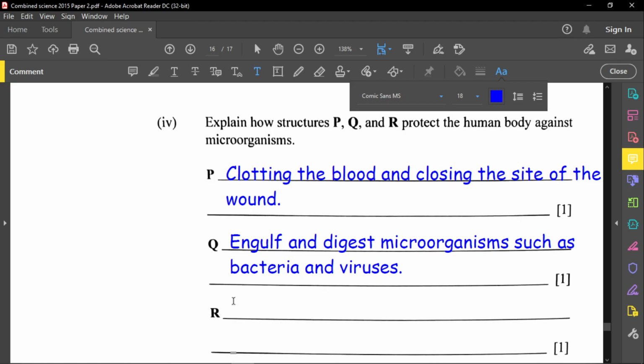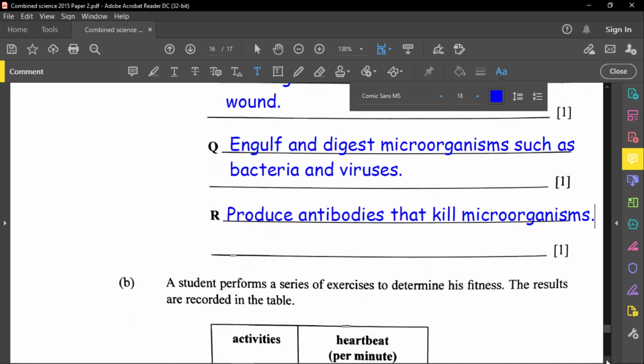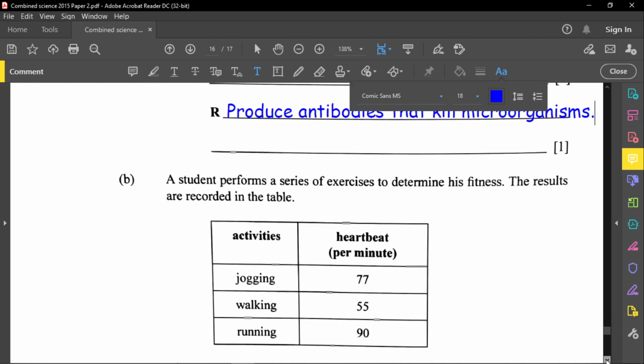Now R, which is a lymphocyte. Lymphocytes produce antibodies, and the antibodies will kill microorganisms. So those are how these help to protect the body against microorganisms. Clotting prevents them from entering, phagocytes engulf and digest them, and lymphocytes produce antibodies that will kill the microorganisms.